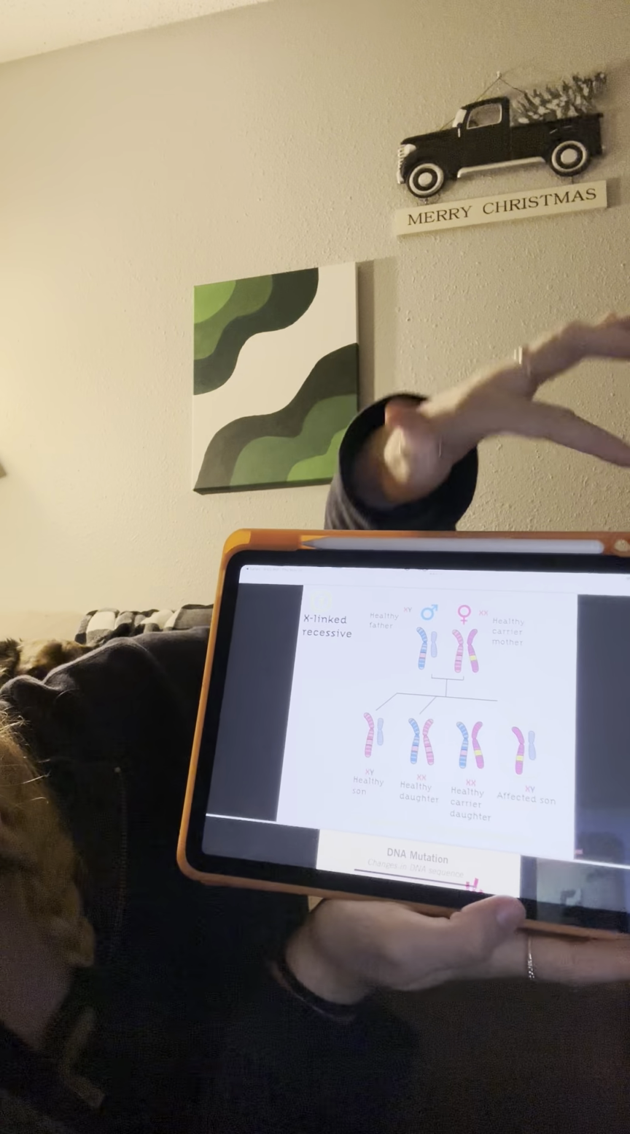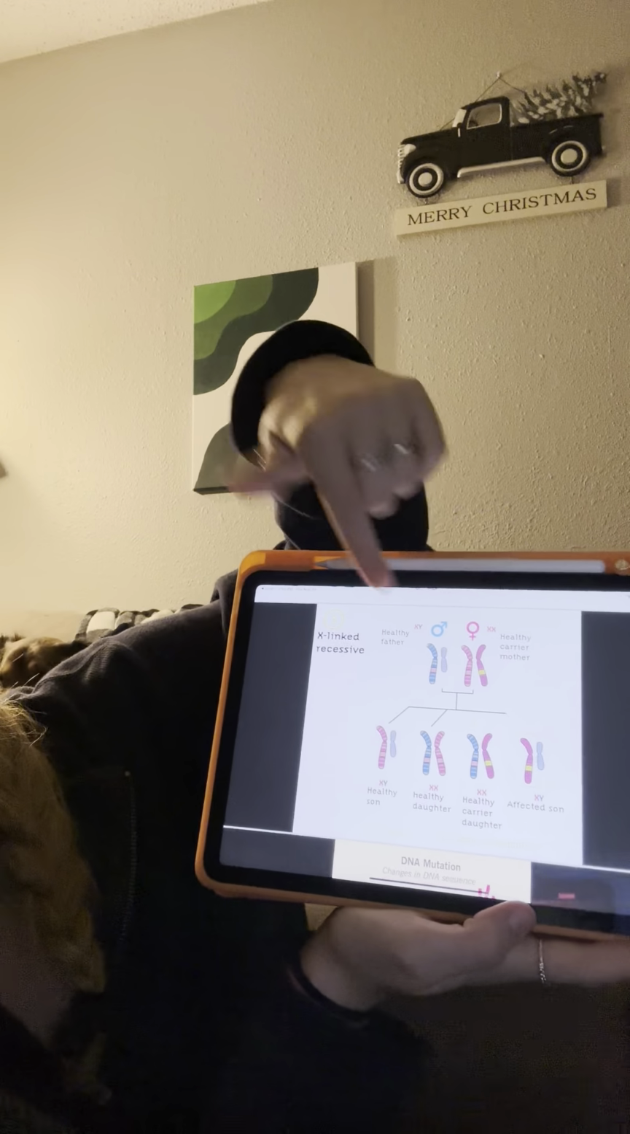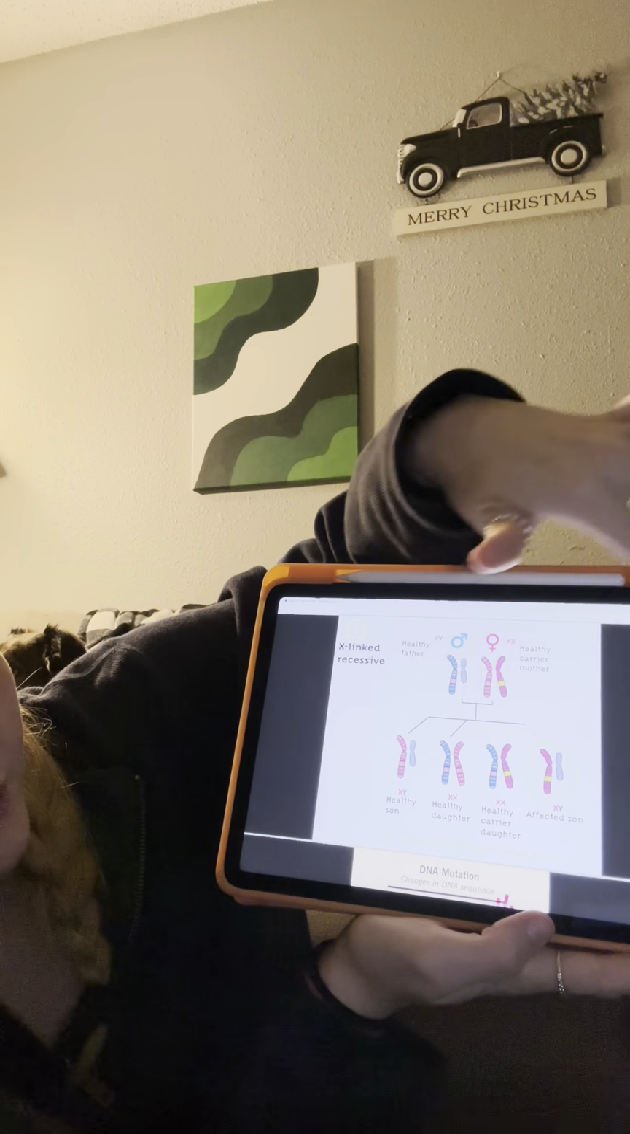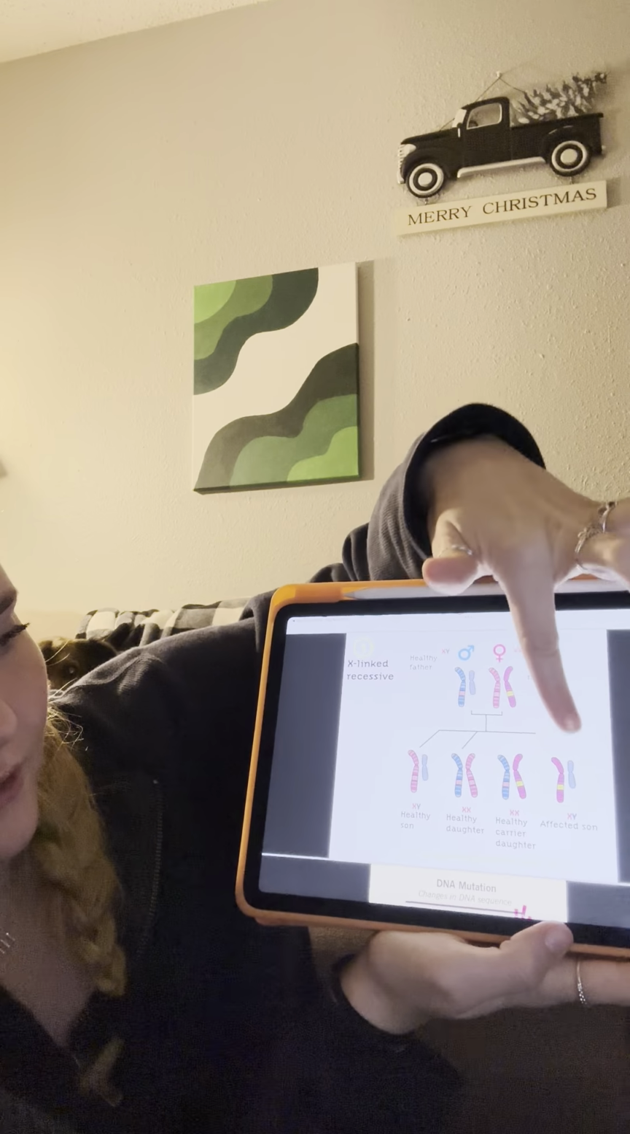And so here you have a mother who's a carrier and then a healthy father, and as the generations go on, obviously since that mother's a carrier, there is the possibility of having that passed on to a kid, and then therefore the kid having that genetic disorder.